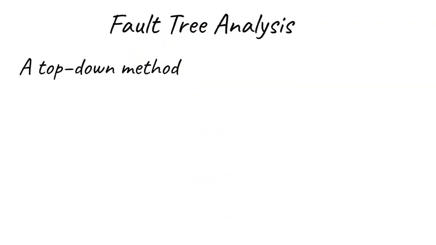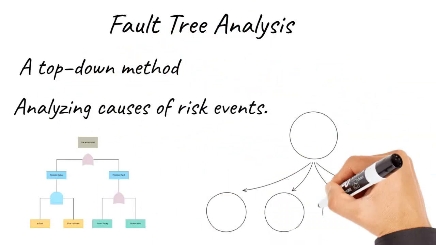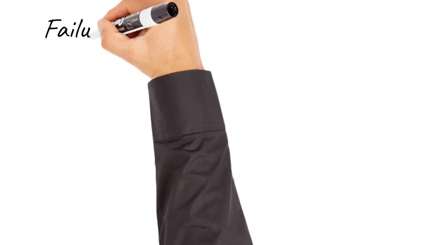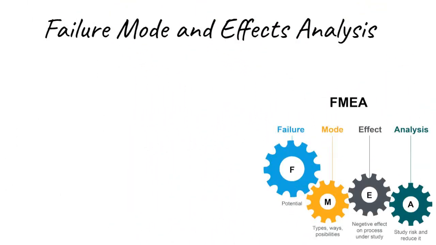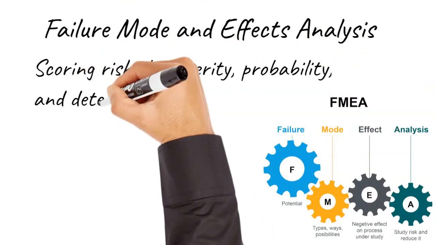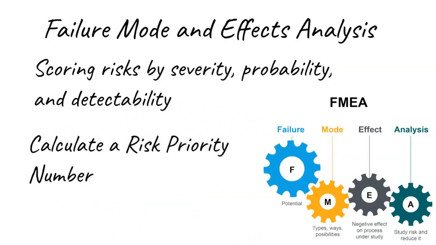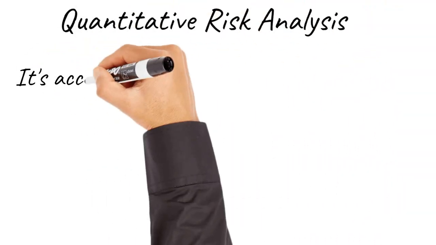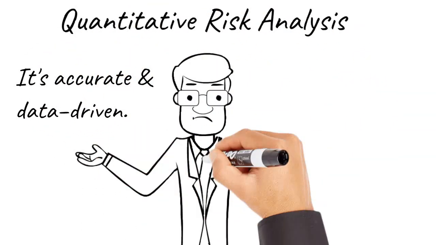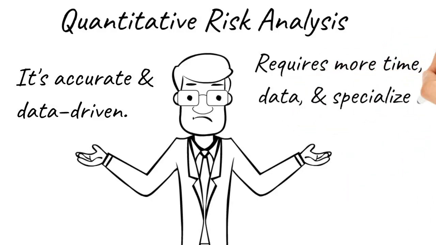Fault tree analysis, a top-down method analyzing causes of risk events. Event tree analysis, a forward-looking method analyzing consequences of events. And failure mode and effects analysis, or FMEA, scoring risks by severity, probability, and detectability to calculate a risk priority number. Quantitative analysis is accurate and data-driven, but it requires more time, data, and specialized tools.